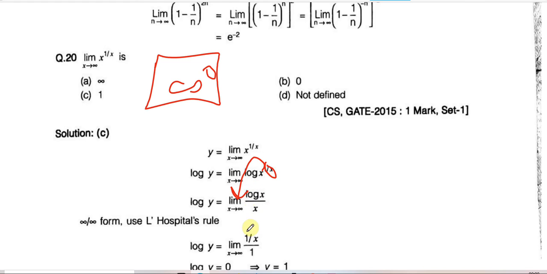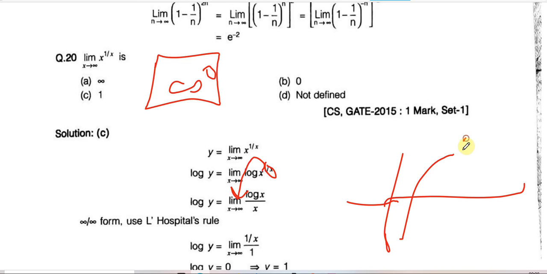So log x of 1 by x. Now x approaches infinity, log x. We know as x approaches infinity, what is the value of log x? It's infinity. So infinity by infinity form is there, which means 0 by 0 or infinity by infinity form. So apply L'Hopital's rule. This is very easy.